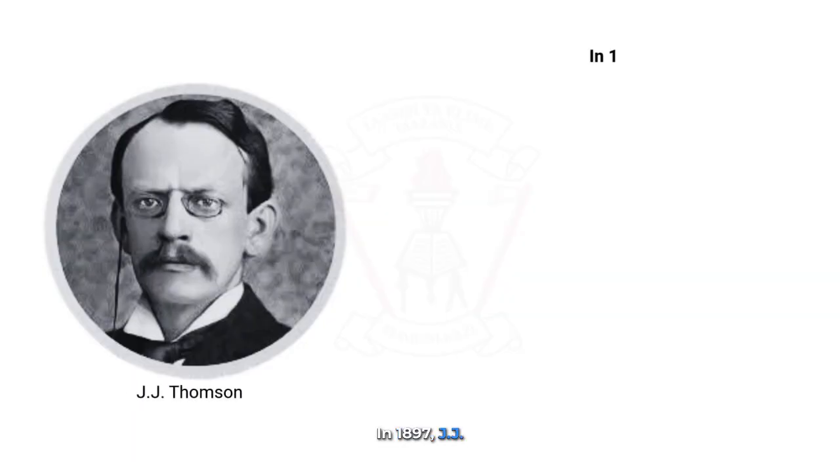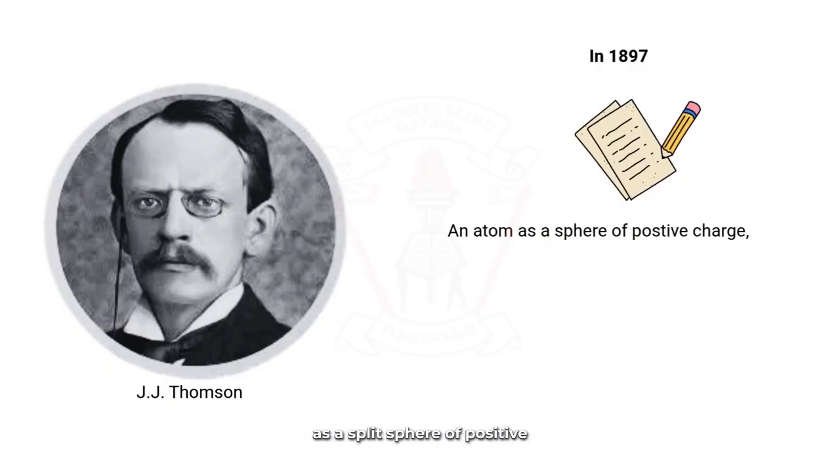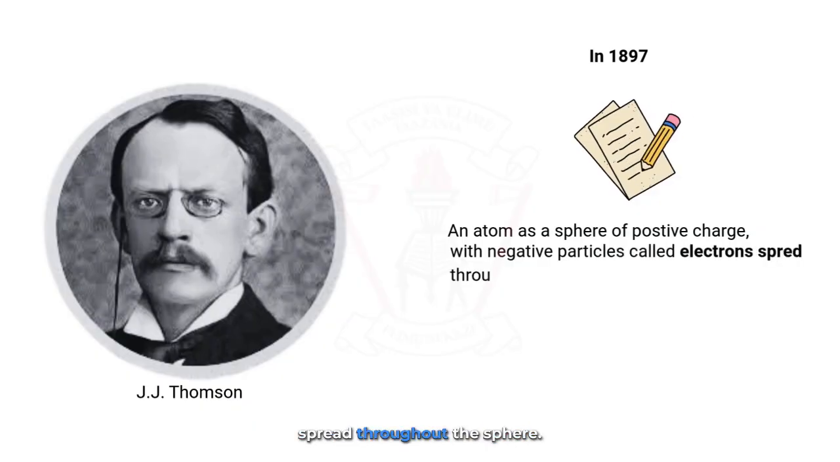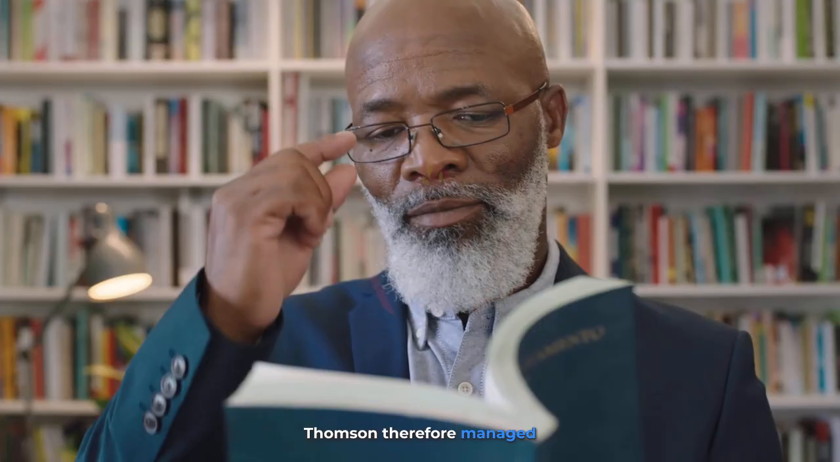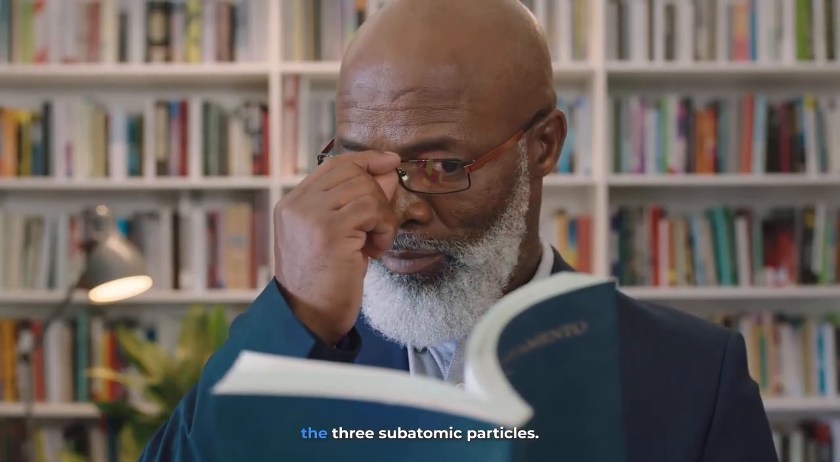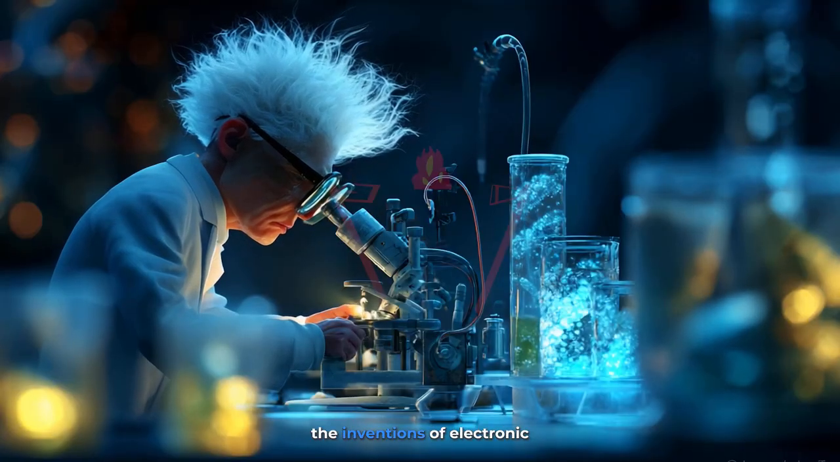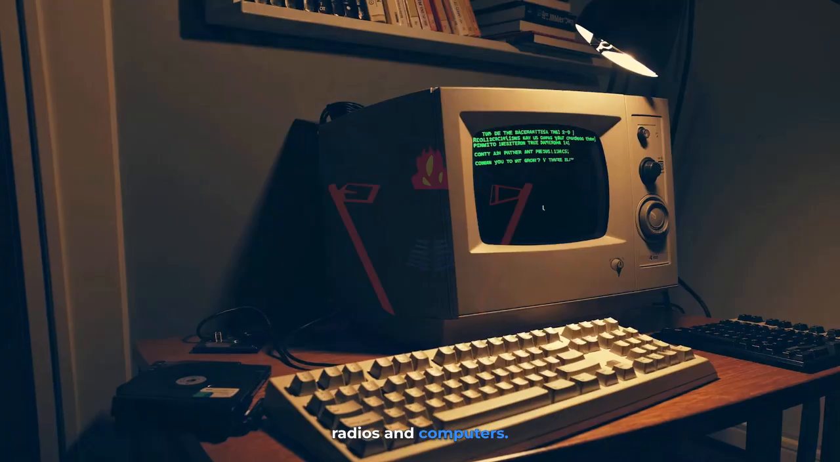Subatomic particles. In 1897, J.J. Thomson carried out experiments and described an atom as a sphere of positive charge, with negative particles called electrons spread throughout the sphere. This model of the atom was referred to as the plum pudding model, as shown in the figure displayed. Thomson therefore managed to discover the electron among the three subatomic particles. His discovery led to the inventions of electronic devices such as televisions, radios, and computers.